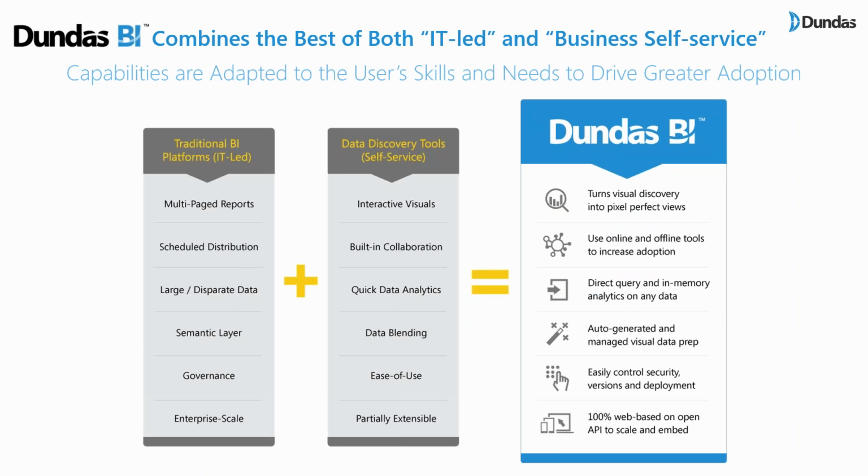So here's the last slide before we jump into the demonstration. The advantage of Dundas BI is that it combines the best of both traditional IT-led applications, which were designed for enterprise-level deployments, with modern data discovery tools that are designed with a greater focus on ease of use. So our single platform provides the ability to run complex preparation processes as well as perform quick data discovery, and then to share those findings via scheduled, alert-based, or burst reporting.